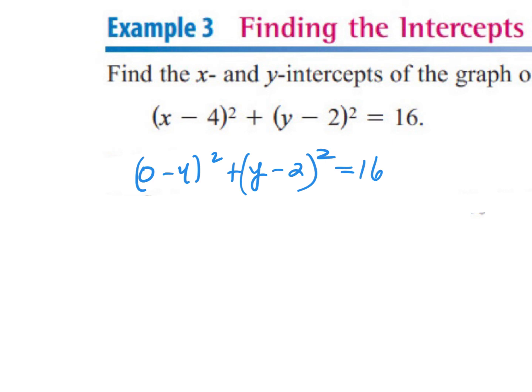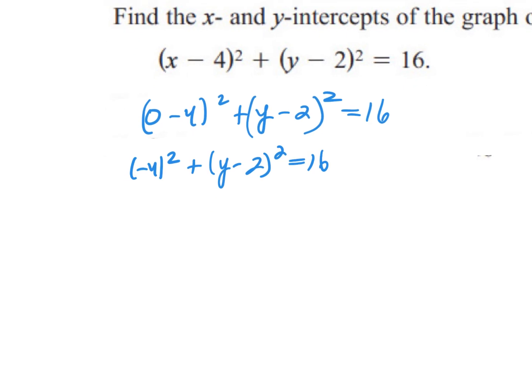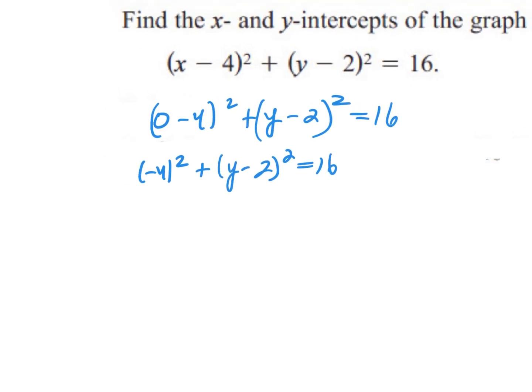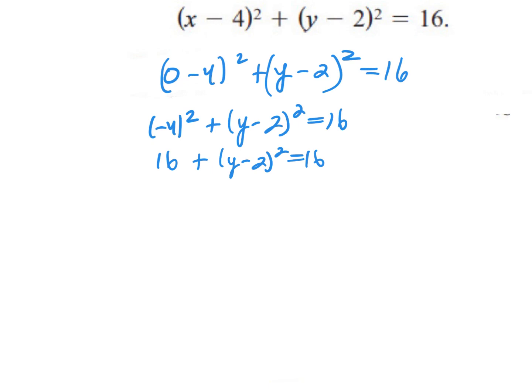So let's just simplify. Basic algebra. 0 minus 4 gives me negative 4 squared, plus y minus 2 squared equals 16. What's negative 4 squared? 16 plus y minus 2 squared equals 16. Now what? I'm going to subtract 16 from both sides. So I have y minus 2 squared equals, what's 16 minus 16? 0. Good.